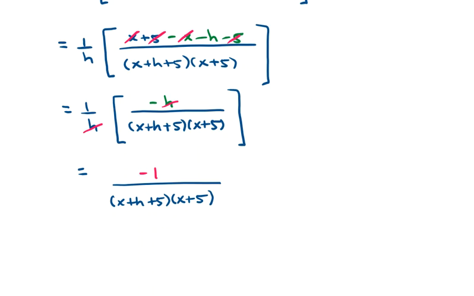And there's nothing more that we can do in terms of simplification. If you wanted to, you could multiply these two out. But for all intents and purposes, it's fine just as is. And there we have it. The difference quotient of the function f of x equals 1 over x plus 5.